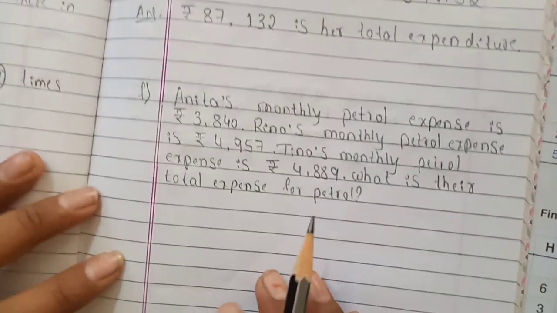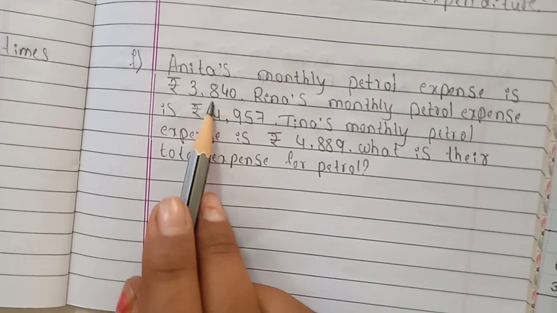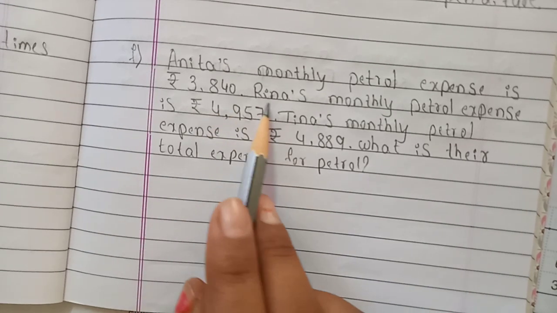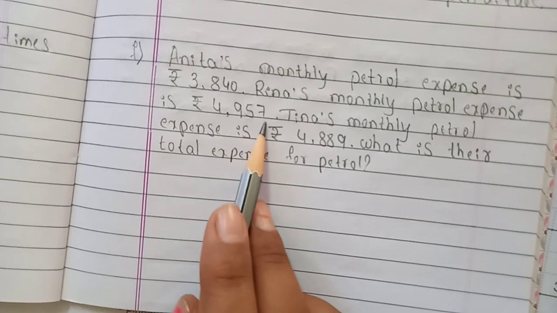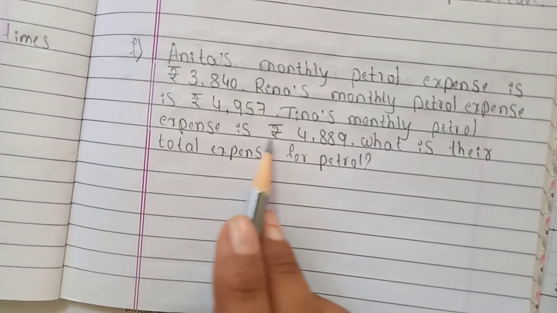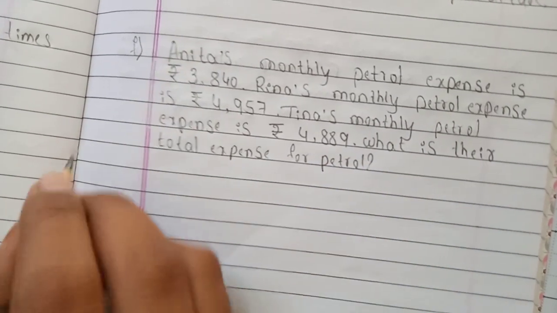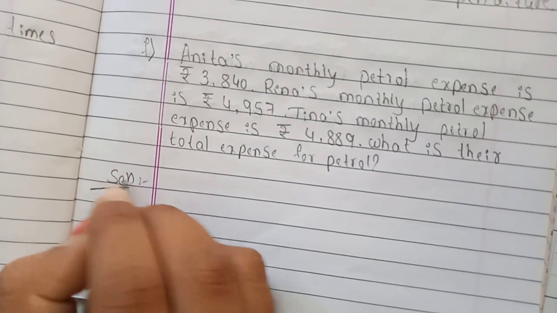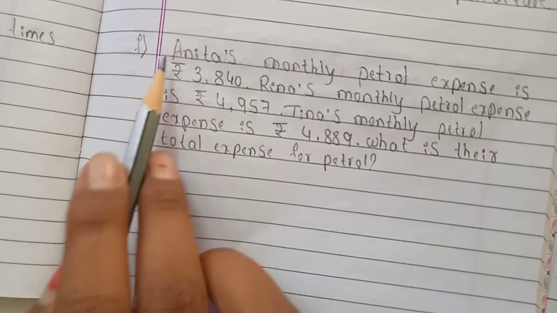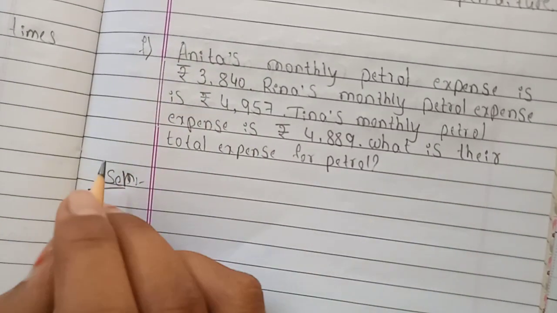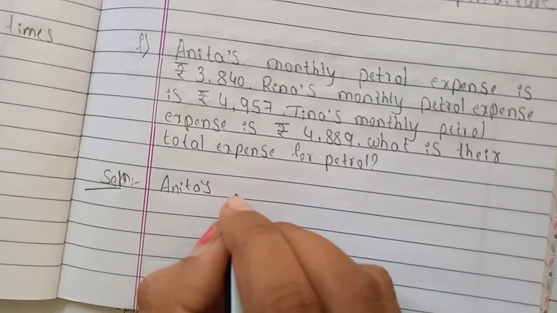Next, question number F. Anita's monthly petrol expenses rupees 3,840 and Reena's monthly petrol expenses rupees 4,957. Tina's monthly petrol expenses rupees 4,889. What is their total expense for petrol? Means we have to add all three monthly petrol charges. Here first Anita's monthly petrol expenses.